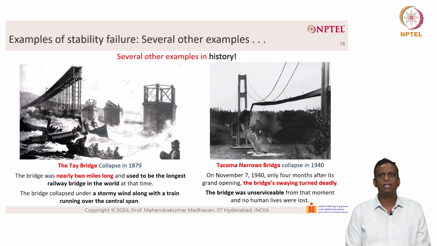There are several other examples in history. The one on the left side is the Tay Bridge collapse in 1879. The bridge was nearly 2 miles long and used to be the longest railway bridge in the world at that time. The bridge collapsed under stormy wind along with a train running over the central span. On the right side is the famous Tacoma Narrows Bridge collapse that happened in 1940. On November 7, 1940, only 4 months after its grand opening, the bridge swaying turned deadly. The bridge was unserviceable from that moment, and luckily no human lives were lost.